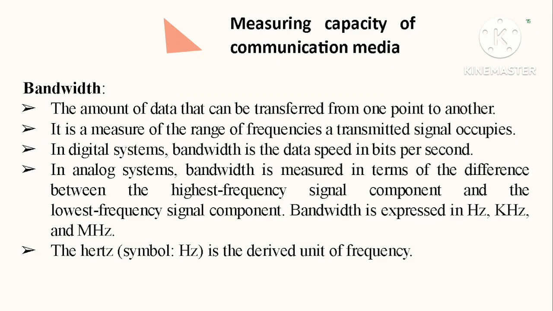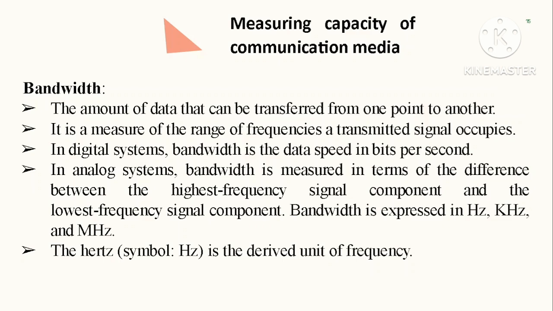Suppose you're fixing an ISP, you're giving a new internet connection. What is the bandwidth that is promised by your ISP? Suppose they say 100 Mbps. That is the promised bandwidth, which is the actual capacity of your communication network.